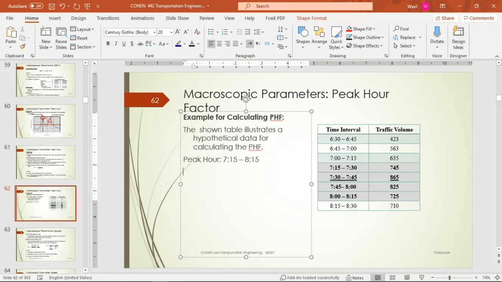Then what is the peak hour factor? Let's first calculate the peak hour volume. The peak hour volume equals the sum of the four 15-minute volumes in the peak hour. That's 3,160, and the units are vehicles per hour.